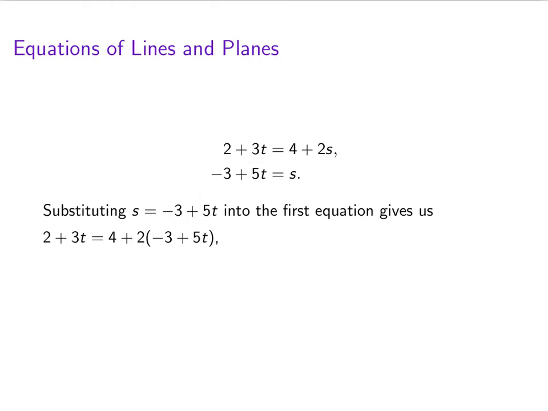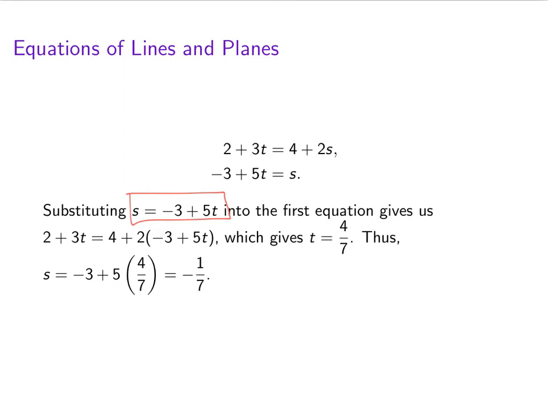So if we substitute s equals negative 3 plus 5t into the first equation, we'll get 2 plus 3t equals 4 plus 2 times the quantity negative 3 plus 5t. Okay, I won't bore you with all the algebra. That gives us t equals 4/7. So we're going to plug t equals 4/7 into the equation that I've circled here. That's going to give us the value of s.